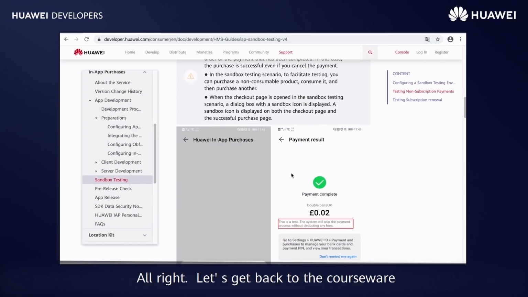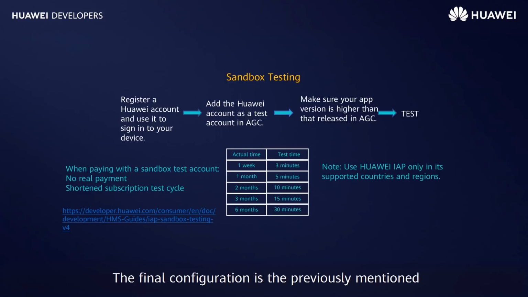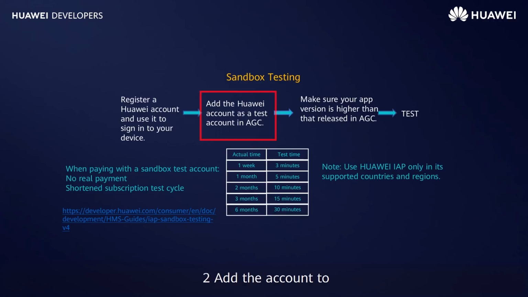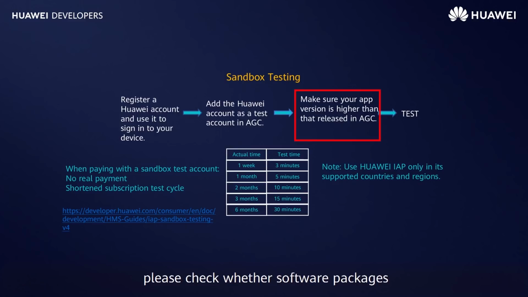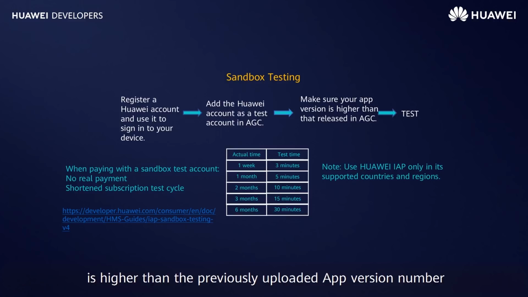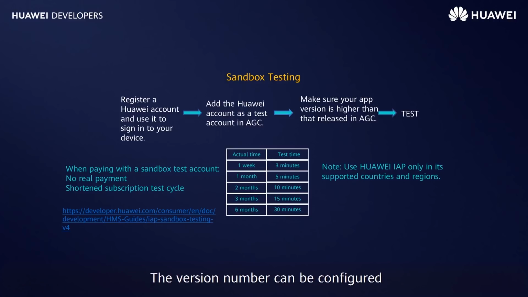Alright, let's get back to the courseware. The final configuration is the previously mentioned sandbox test system. There are two steps. 1. Create the Huawei user account and log into it on the phone. 2. Add the account to the test account sequence in the AGC. If these two steps are completed, but the system hasn't switched to the sandbox test environment, please check whether software packages have been uploaded to the AGC. If yes, make sure that the currently tested app version number is higher than the previously uploaded app version number. The version number can be configured in the version name field of the build.gradle.